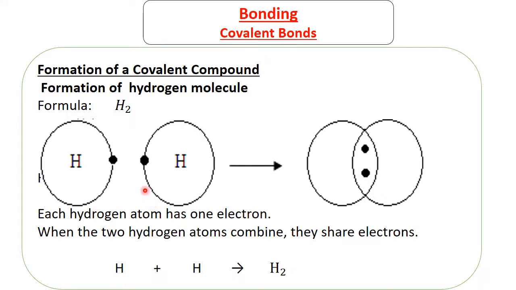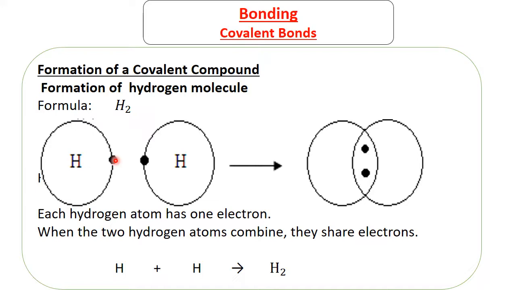The first is when we're dealing with covalent bonding, we only show outermost shells. Of course, hydrogen has one single shell, so there are no inner shells. But for other atoms which have more than one shell, you only show the outermost shell because it is the one that is involved in bonding.